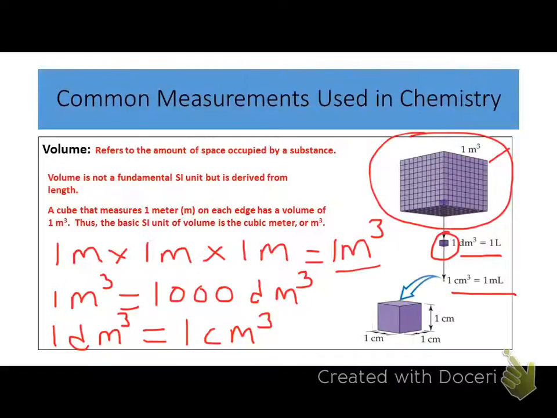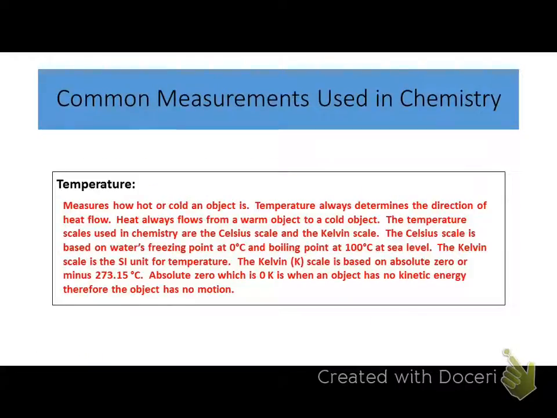All right, so the last thing we're going to look at is temperature. Essentially, temperature measures how hot or cold an object is. And based on what the temperature of an object is, it tells us the direction in which heat will flow. Heat is always going to flow from the warmer object to a colder object. And that's important to understand throughout chemistry. Again, heat will always flow from a warm object to a cold object.